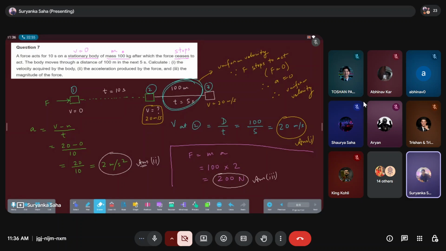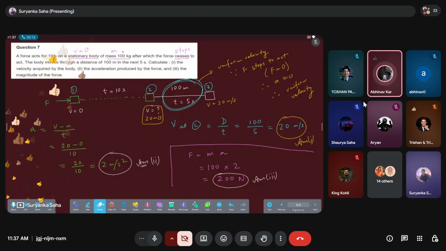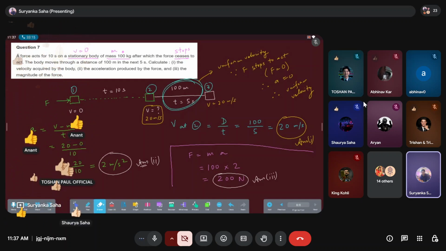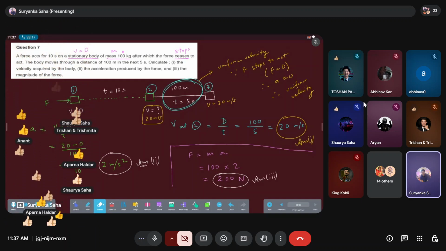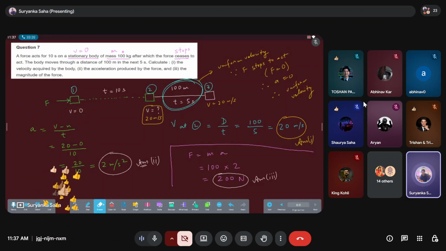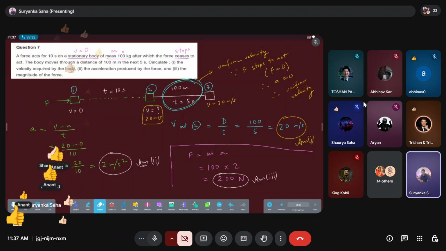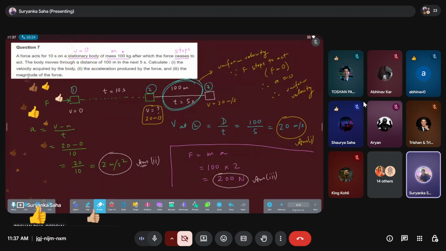Understood? Is the picture clear? Please give a thumbs up if you are getting the points, getting the concept. Please give a thumbs up and give me a confirmation. Everyone, if you understood, give a thumbs up. Yes, sir, clear. Okay, very good. Okay, thumbs up I am getting. Yes, sir, clear. Okay. Samadrita, understood?